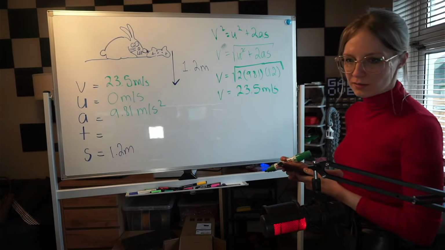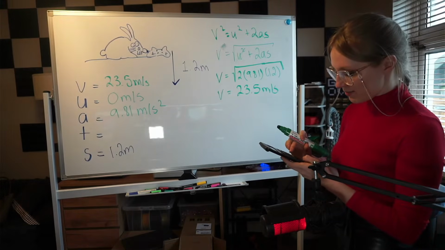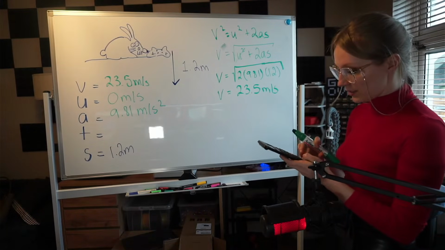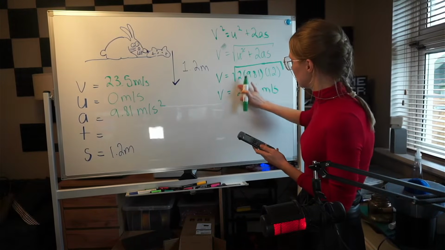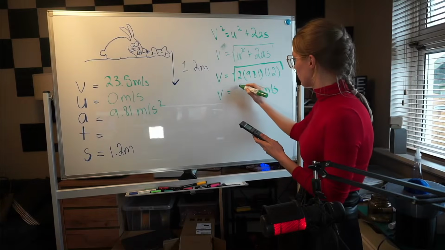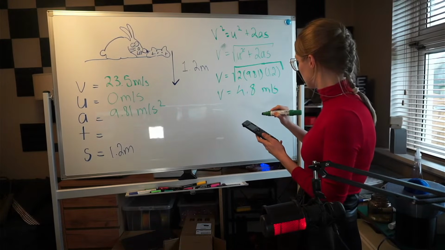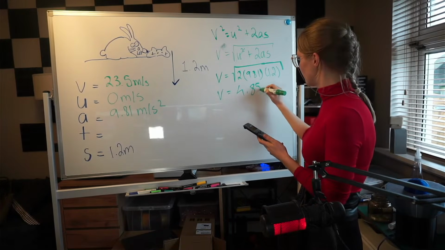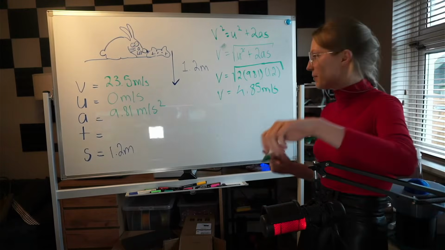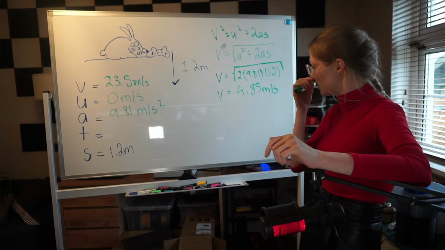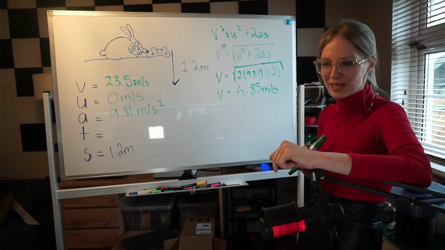Bunzo's trying to kill us. I didn't square root it. That makes sense. I probably didn't square root it. So it's 4.85 meters per second. There we go. Much better. That looks a bit more reasonable. It's always good to think realistically about these questions. Like, that didn't seem right.